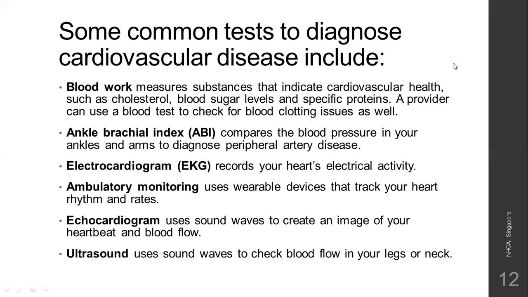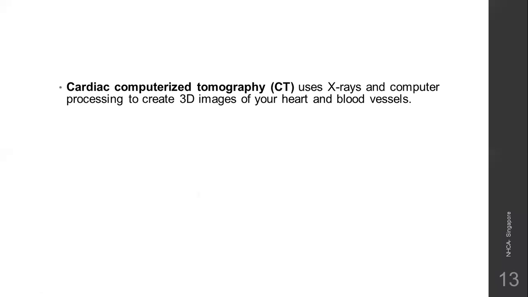Then we have ultrasound. Again, sound waves are used to check the blood flow in your legs or neck, to identify if you suffer from any deep vein thrombosis or any aneurysm. Then we have CT scan, cardiac computerized tomography, which uses X-rays and computer processing to create a 3D image of your heart and blood vessels to find out aneurysm and to find out the model through which you can help this condition out.